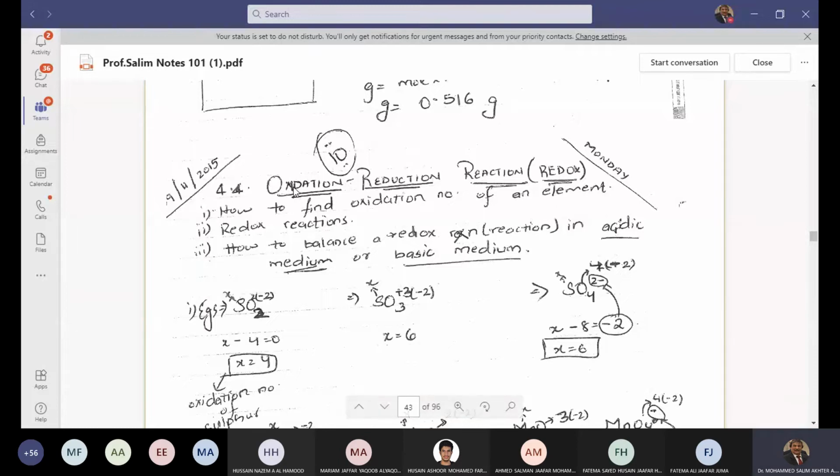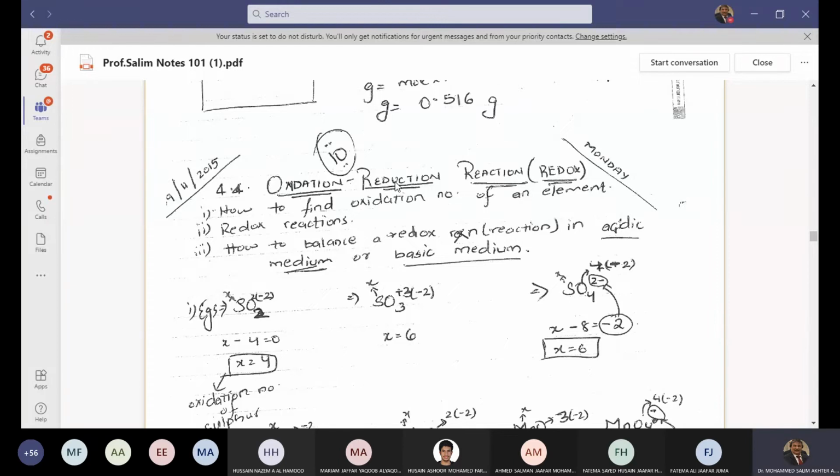Oxidation means lose electron. Reduction means gain electron. In the whole world, somebody lose, somebody gain. This is very, very simple phenomenon. If everybody will lose, no way, then you can have a balance. Somebody lose, somebody gain. Period.